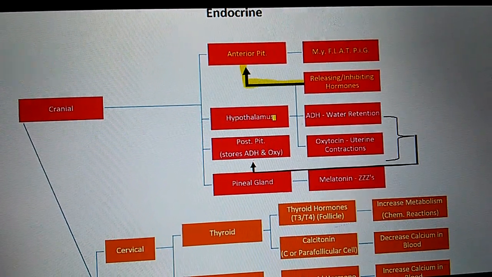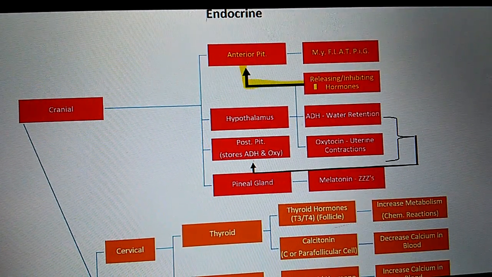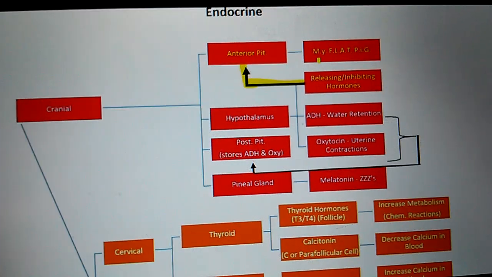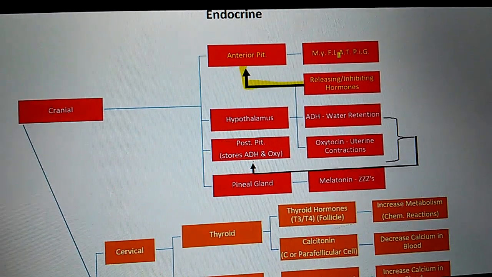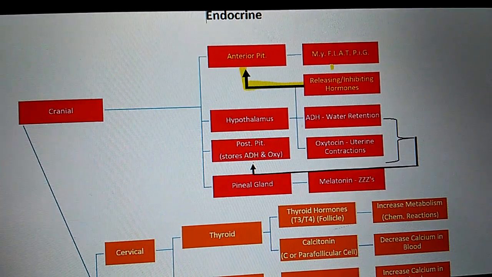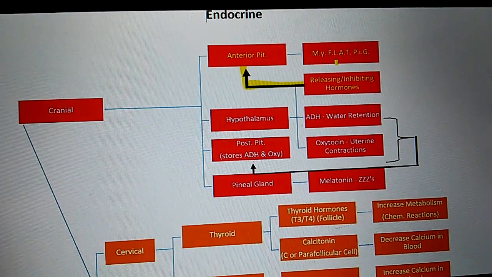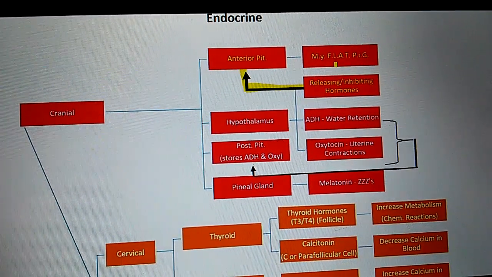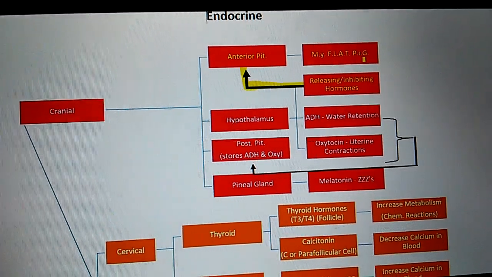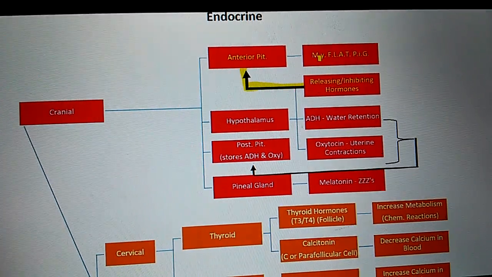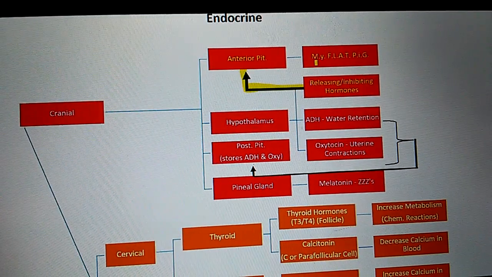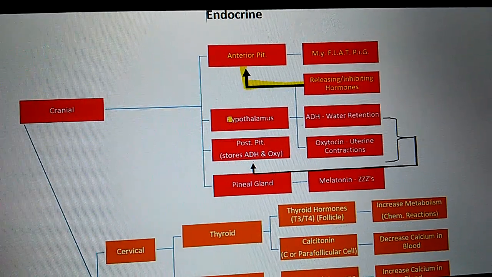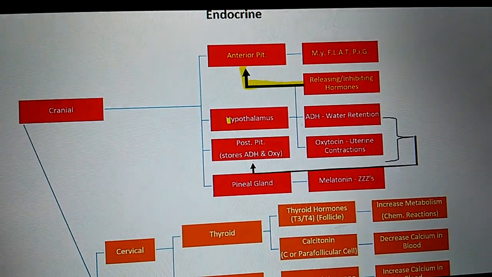So the hypothalamus produces, true or false, releasing hormones and inhibiting hormones. True. The anterior pituitary produces my flat pig. True. What does the F stand for? FSH. What does the A stand for? ACTH. What does the L stand for? LH. What does the T stand for? TSH. What does P stand for? Prolactin. What does G stand for? Growth hormone. What does M stand for? MSH, melanocyte stimulating hormone.